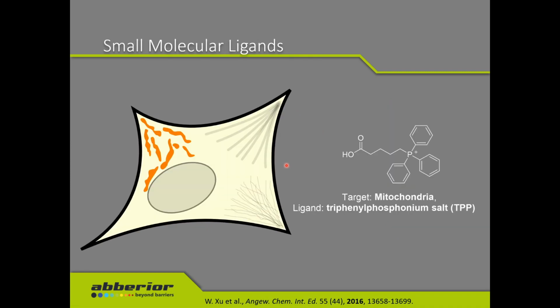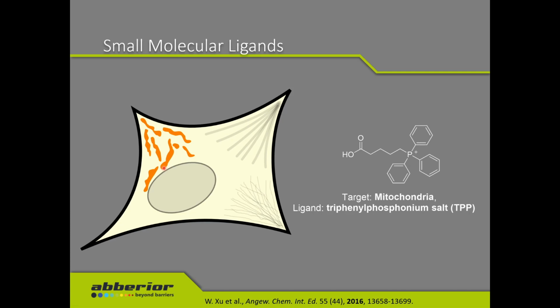Another strategy, and that's the last strategy I will show you, is the use of small molecular ligands. For example, we can use TPP, so triphenylphosphonium salt. This small molecule is not fluorescent, so it's not a fluorophore, but we can add the fluorophore via this carboxylic acid to it, creating a probe suitable to stain mitochondria. So in this scheme, in this cell, these orange things here are my drawn mitochondria. I'm sorry, my drawings are not the best, but let's assume we have now labeled mitochondria with this probe.